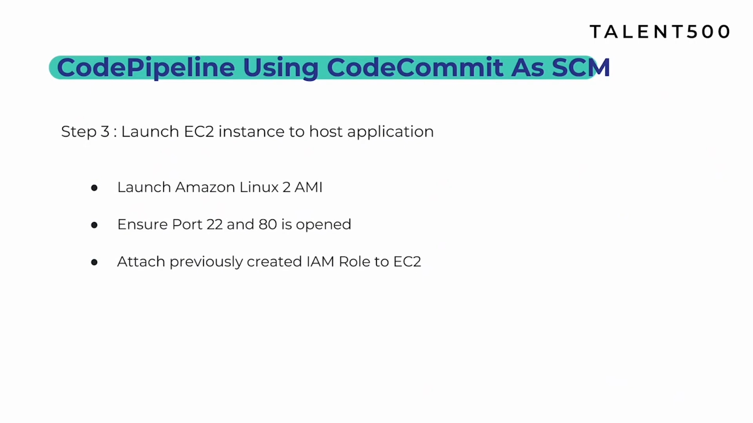Third, you have to launch an EC2 instance, and there are two ports which you have to open. One is port 22 for SSH, and second, you have to open port 80, right? That's your default port for the Tomcat server and all. And then you have to attach the IAM role, the IAM role which we had created in step one.